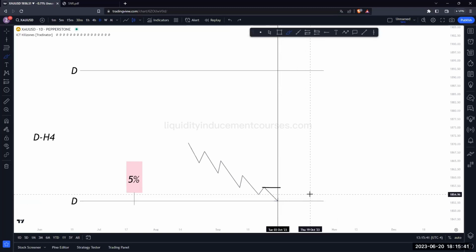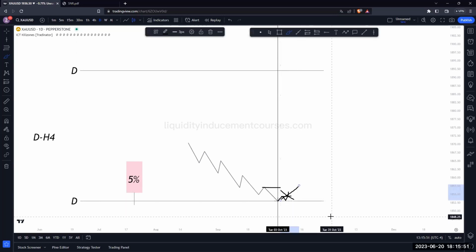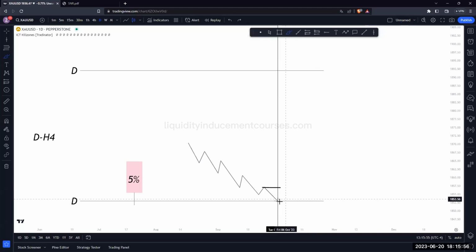Some people combine the internal structure with the external breakouts. So price might do this. And this is not a breakout. This is simply price action, just random price action. You would want to see price breaking this high.